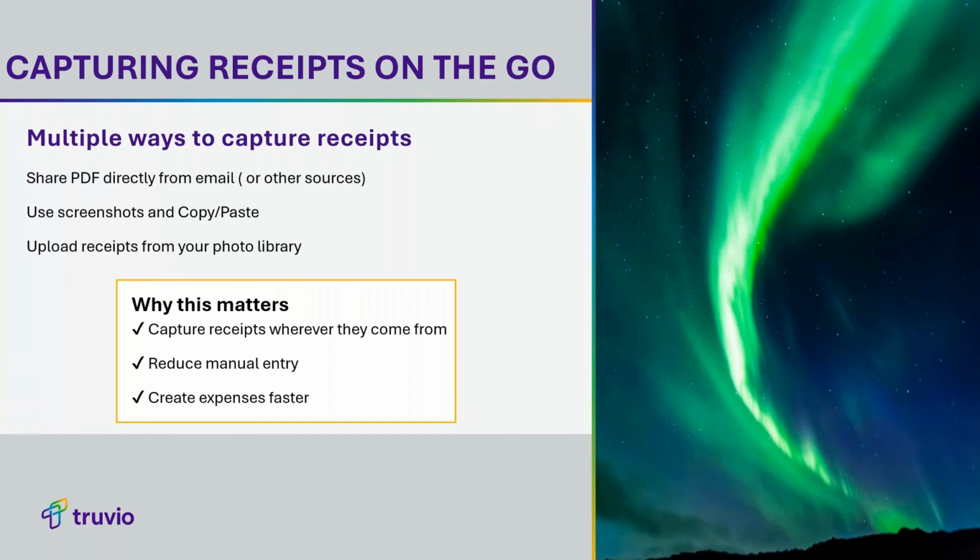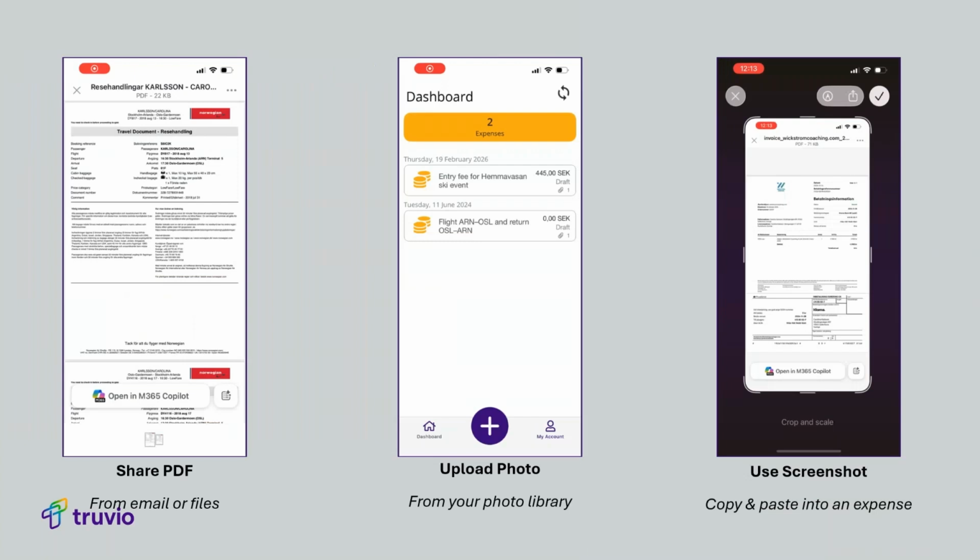So we can share PDF documents directly from email, Teams, or file storage, for example. You can upload photos from your photo library on your mobile. And if you receive, for example, a receipt as an HTML email, then you can even take a screenshot. You can copy that screenshot and then paste it directly into a new expense in the app. And in all of these scenarios, expense management helps you identify key information, such as amount, date, description, and so forth.